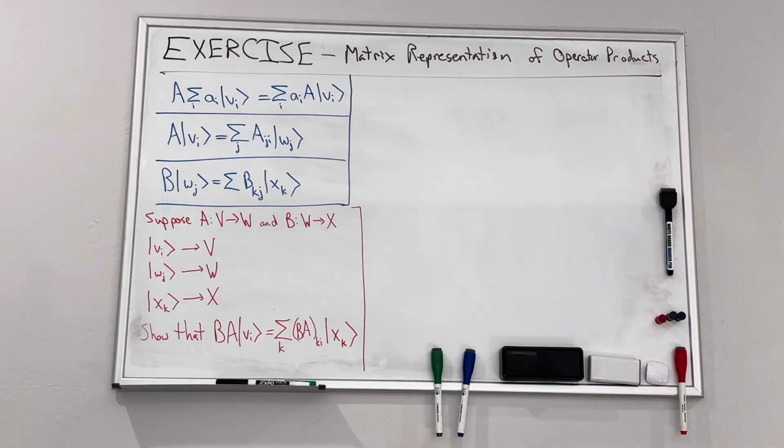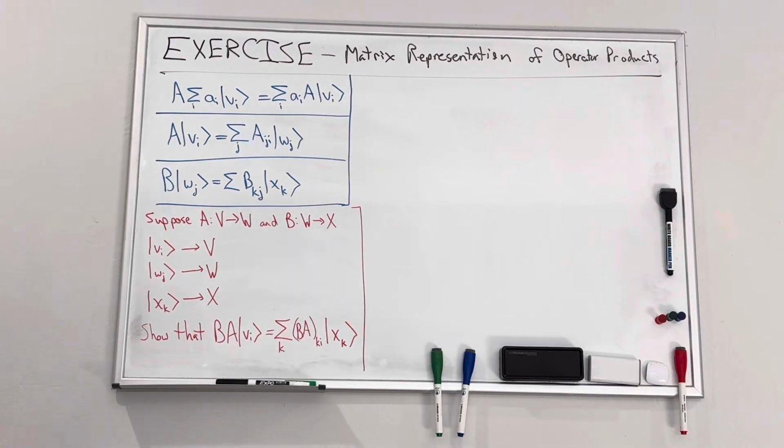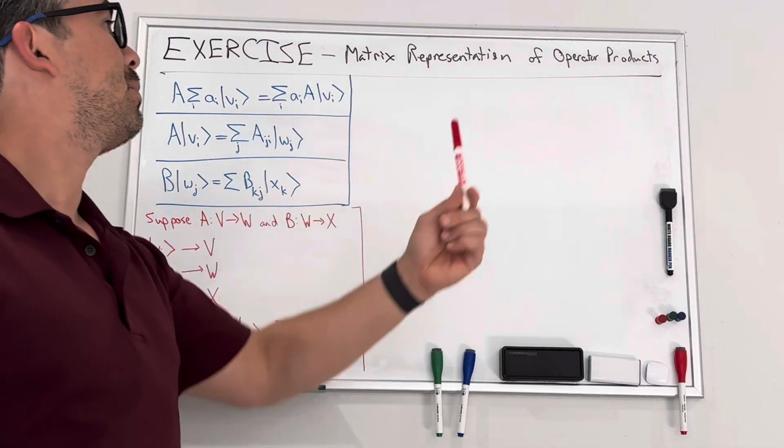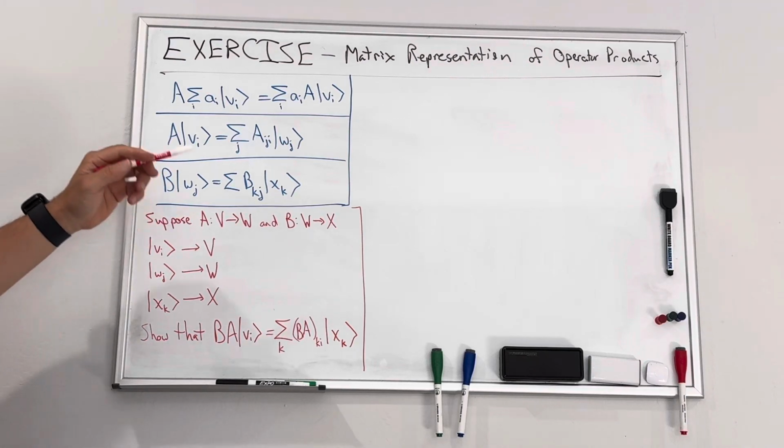Okay, so here's another exercise directly out of the Mike and Ike textbook. This is exercise 2.3, the matrix representation of operator products. So we talked about what happens when we have two operators, B and A. And this is just a quick reminder of some things that we've covered.